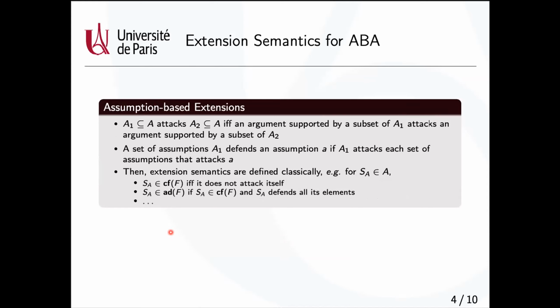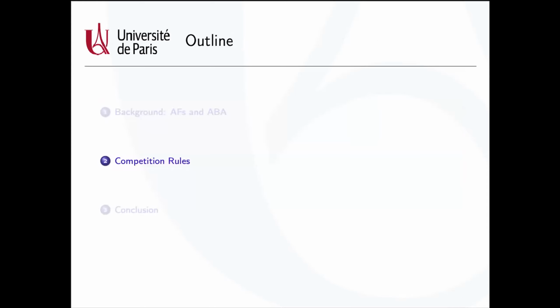Before closing this part, we define here extensions not in terms of arguments, but in terms of assumptions. Actually, both ways can be used. Here we chose to focus on this way to define extensions. So here we will define an extension as a set of assumptions, such that a set of assumptions A1 attacks another set of assumptions A2 if an argument supported by the first set attacks an argument supported by the second set. And then the notion of defense can also be adapted to sets of assumptions. And when we have the notions of attacks and defense, then we can define conflict-freeness, admissibility, and so on. So this is it for the background notions.